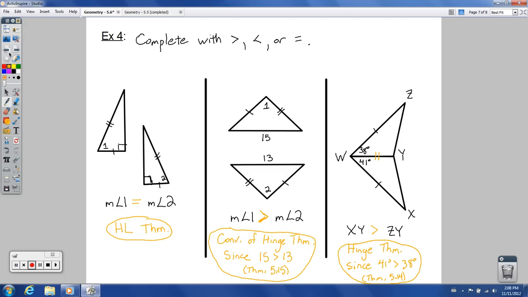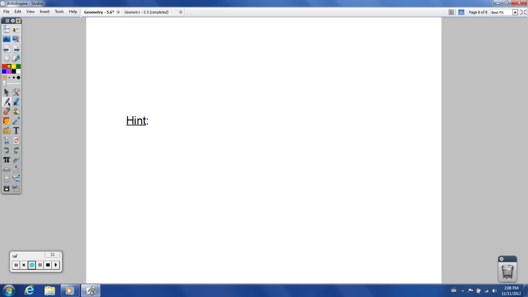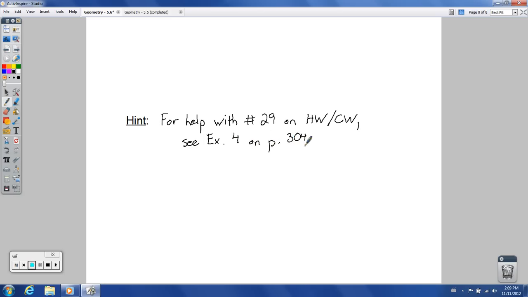And then I just want to give you one final hint on your classwork. If you have to do this one, this may or may not be assigned, but if it is assigned, write this down for me to be the last thing for your notes for this lesson. For help with number 29 on the homework, or if we're doing it in class, the classwork, see example 4 on page 304. So I'm not going to go over one like that. There's a good example in your book there on page 304 to look at to help you with number 29 on the classwork if you need that.